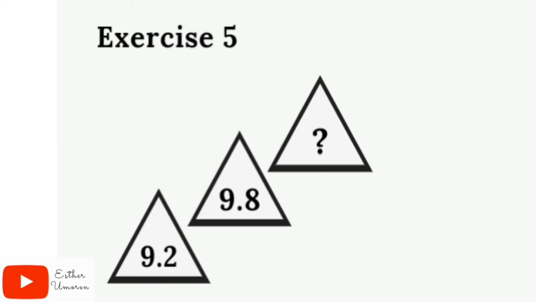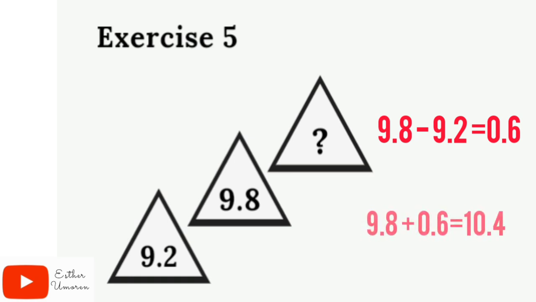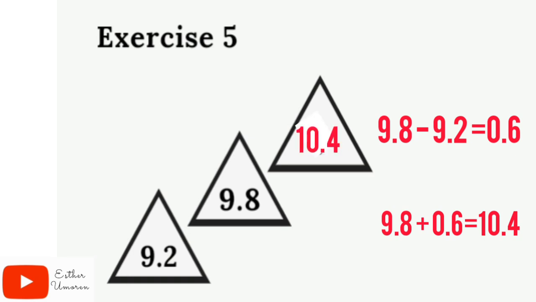All right, in question 5, we have 9.2, 9.8, and question mark. Just like in the other cases, we'll find the difference. So 9.8 minus 9.2 gives us 0.6. And because they are next to each other, the difference is 0.6. To get the number in the highest triangle, we'll say 9.8 plus 0.6. And that answer is 10.4. So we can boldly replace our question mark with, all right, 10.4 as the answer. All right, so this is how this is done.